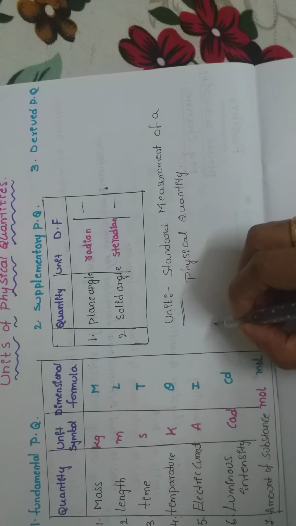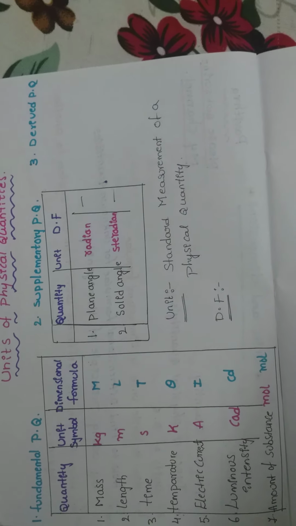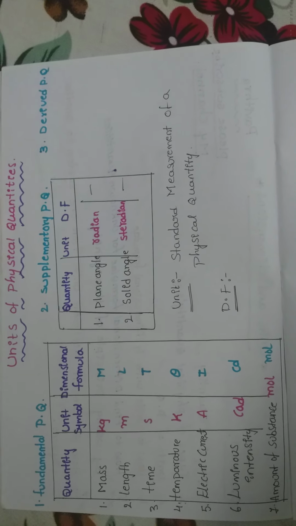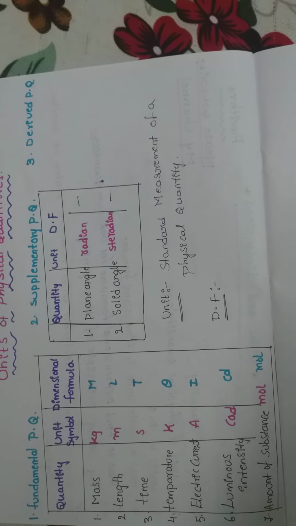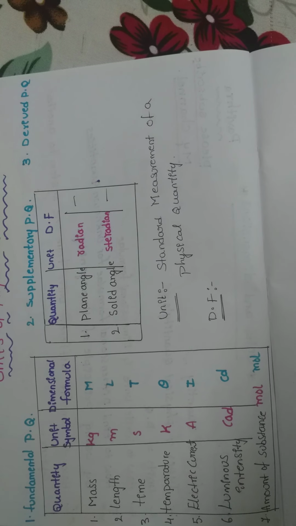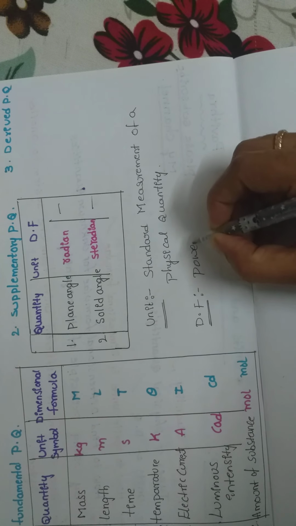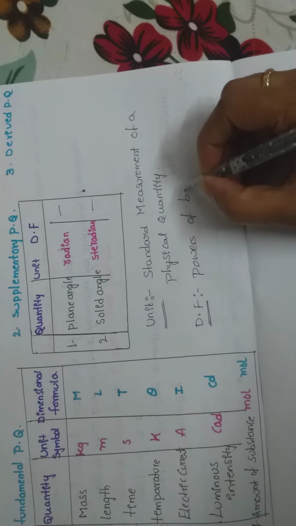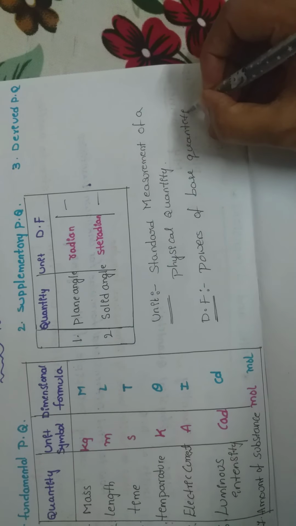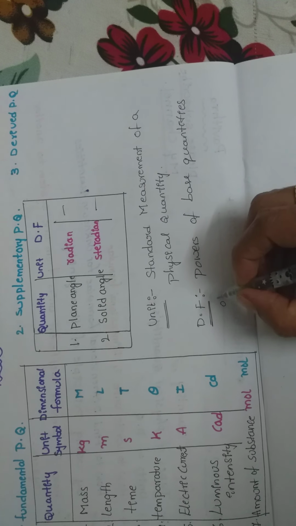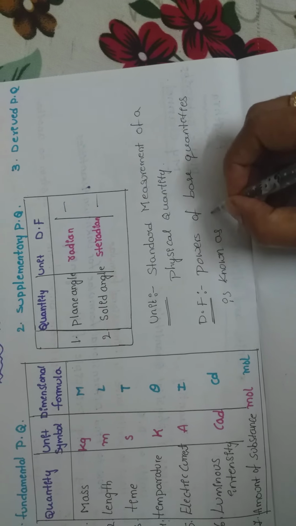Then what is the meaning of dimensional formula? Here D.F. is nothing but dimensional formula. What is the meaning of dimensional formula? The powers of the base quantities. Powers of base quantities is known as dimensional formula.